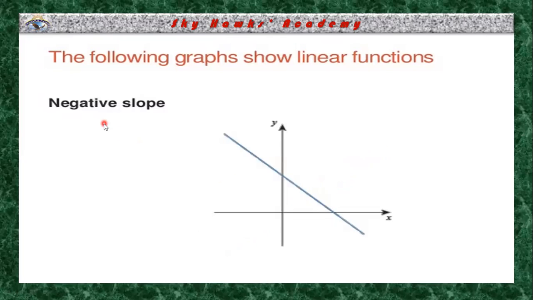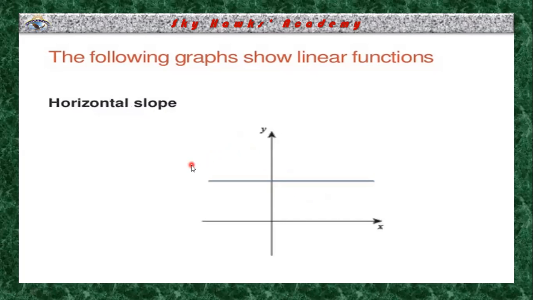So next is the negative slope. Once again, the same thing. A straight line, a linear function is representing this straight line. And here we can see the negative slope because it is tilting towards left. So that's why it is a negative slope.